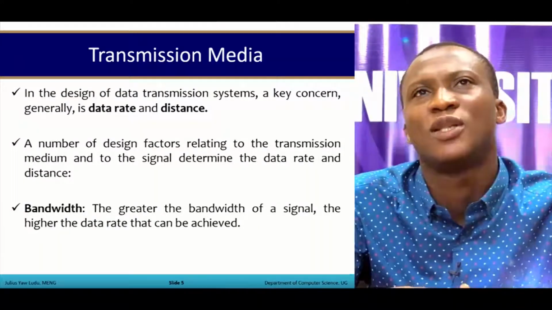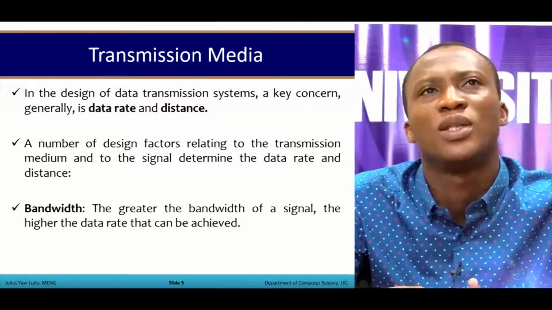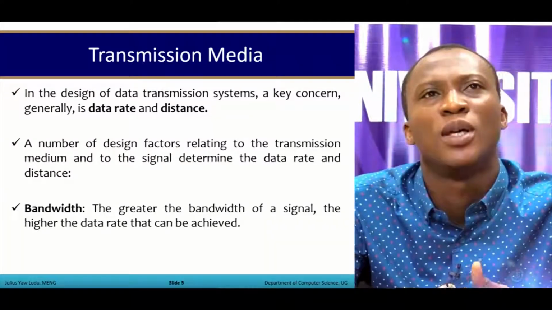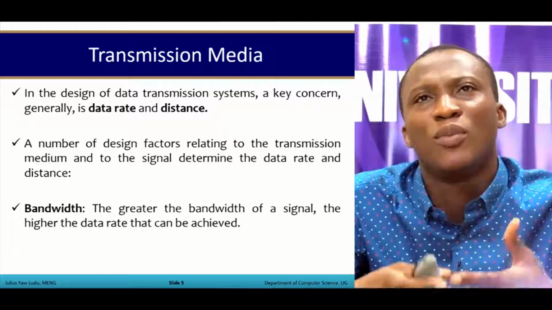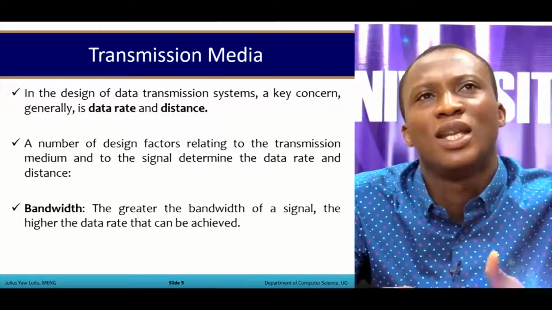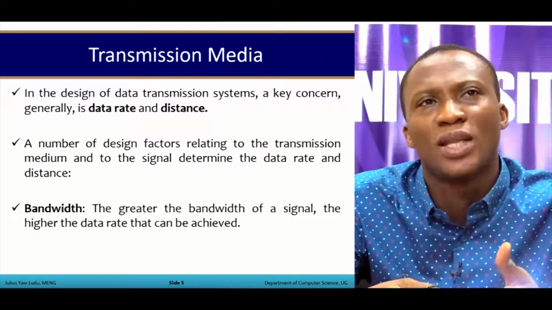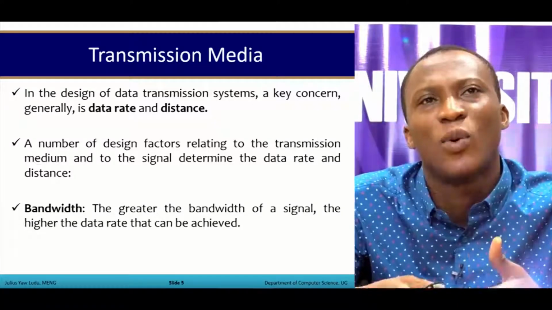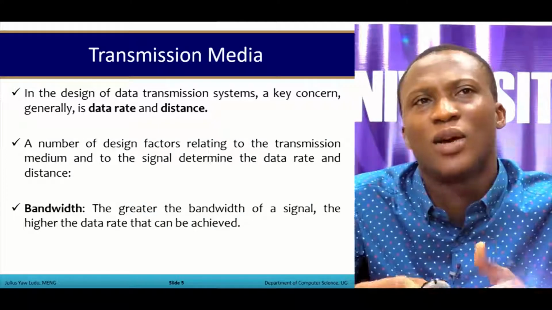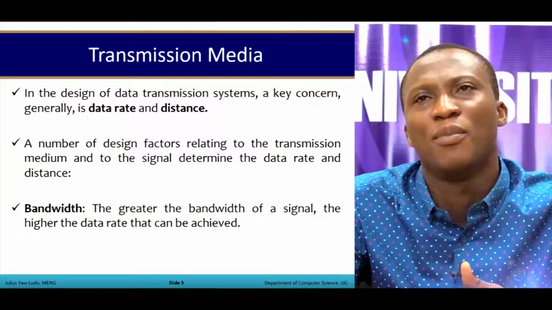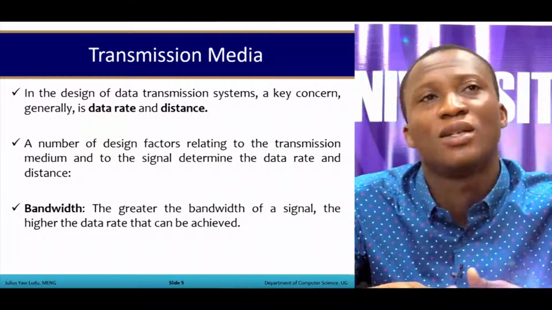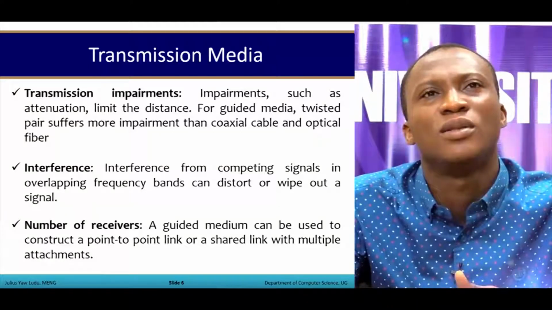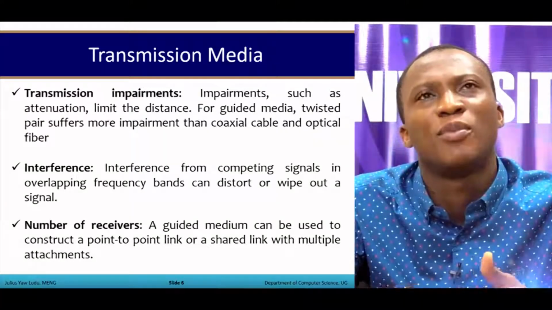Now, in the design of a data transmission system, our key concern has to do with data rate and distance. A number of design factors relating to the transmission medium and to the signal determine the data rate and distance that can be used. We've already looked at bandwidth, but one of the design factors we want to consider is bandwidth. The greater the bandwidth of a signal, the higher the data rate that can be achieved, and we can even say the faster data is being processed. Then we are looking at the transmission medium.